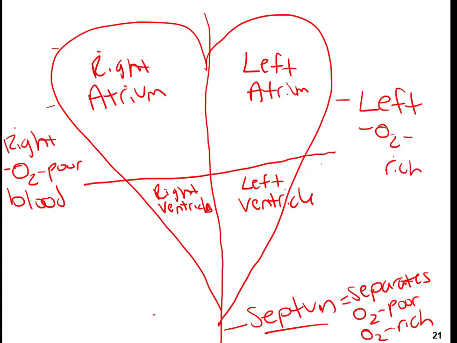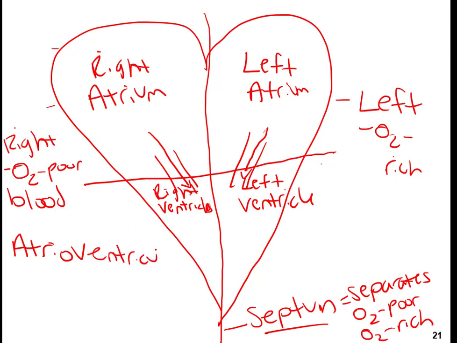Now, the next thing that you need to know about are these special structures that allow blood to flow from the atrium into the ventricles. There's one on this side, and then there's one on this side that allows blood to flow from the left atrium to the left ventricle. These special flow pathways are called atrioventricular valves. Atrioventricular valves.